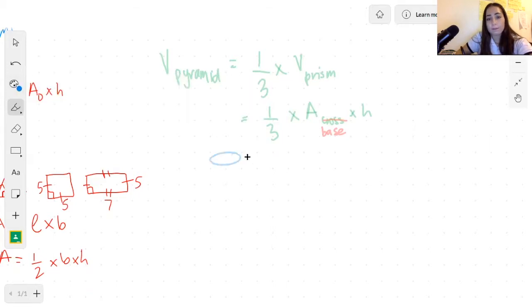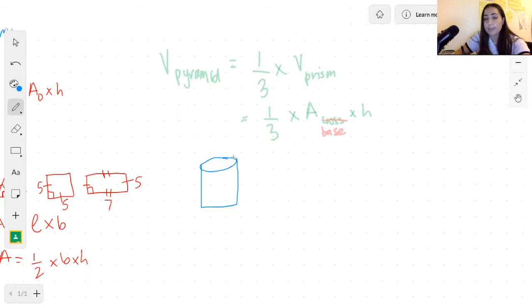So for a cylinder, here we have a cylinder, kind of, and we know that the cross-section of the cylinder is the circle. So to find the volume of the cylinder, we multiply the area of the circle by the height of the object. Let's just say we had this prism's respective pyramid.